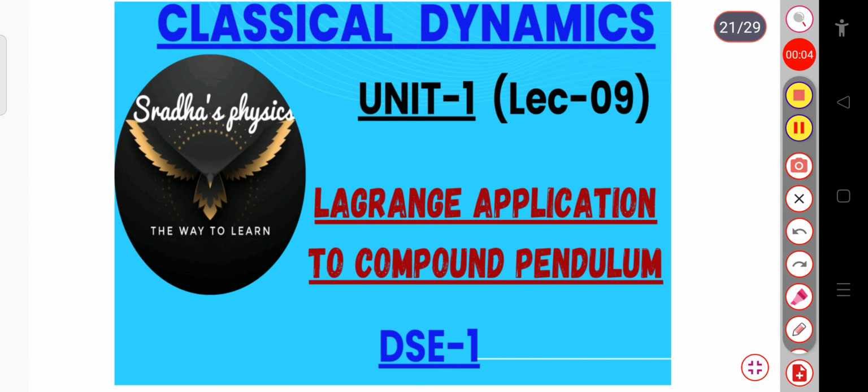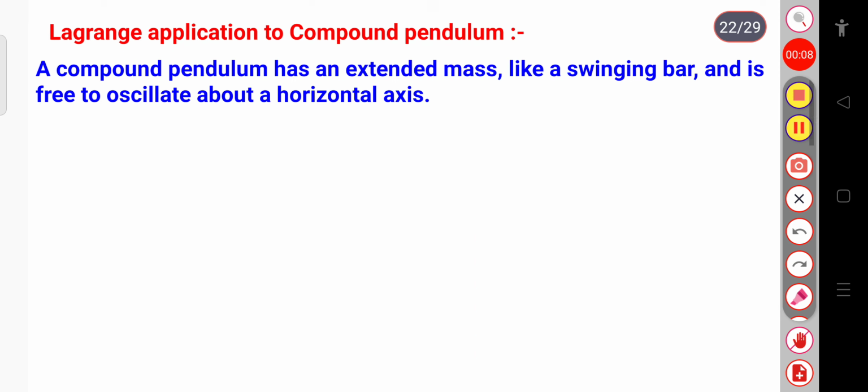In this lecture we will discuss the Lagrange application to the compound pendulum. So first of all, what is a compound pendulum? It has an extended mass like a swinging bar and is free to oscillate about a horizontal axis. That is basically the shape of the compound pendulum. Suppose it is a bar-like structure. When this bar oscillates, we can consider it to be a compound pendulum.